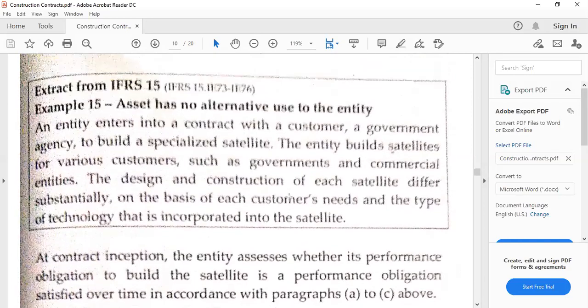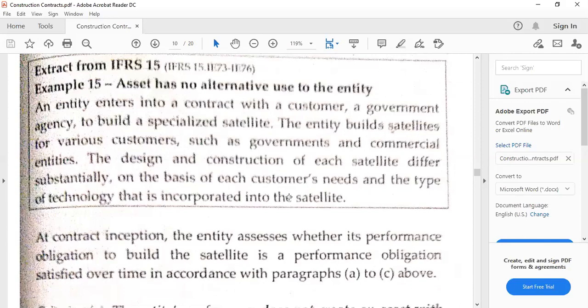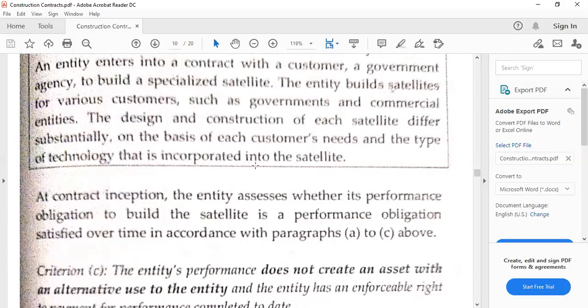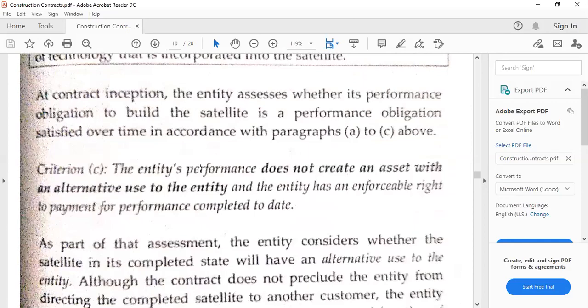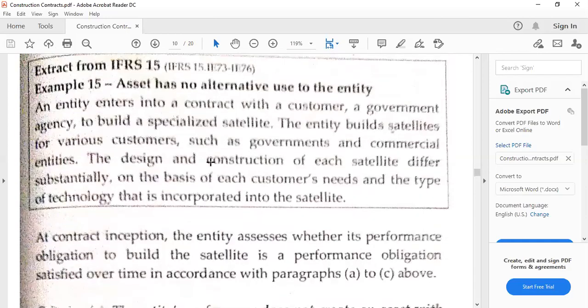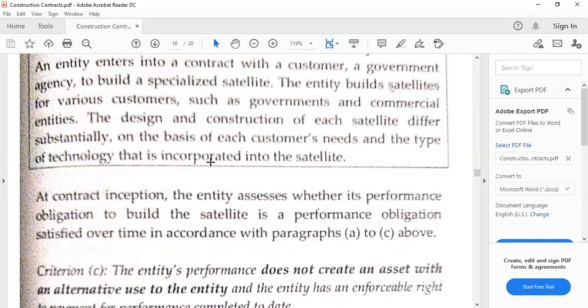Since it is not stated that the asset has no alternative use, but because it is the title, we would say that the first part has been complied with. However, there has been no mention that the entity, meaning the construction company, can be paid based on the percentage of completion to date. Again, it's not here, so meaning it is at a point in time.